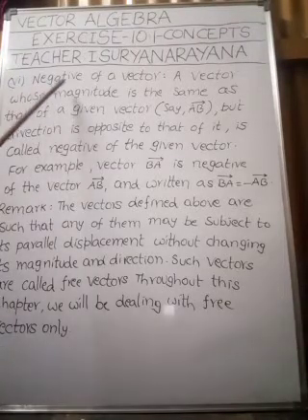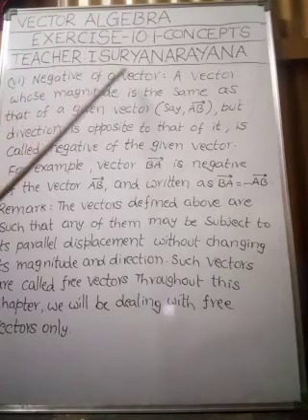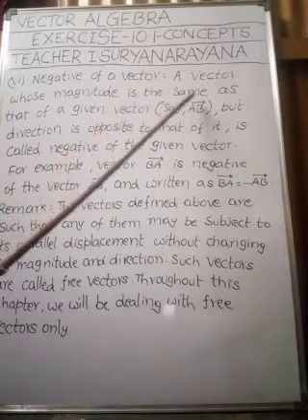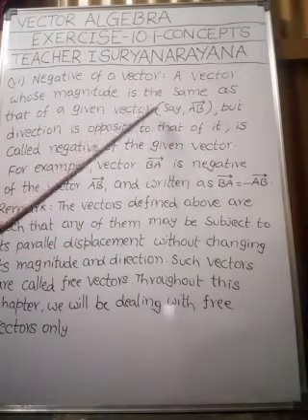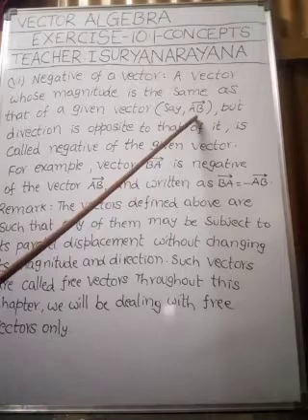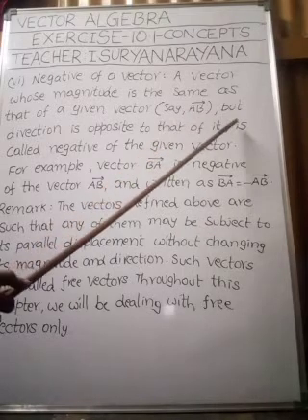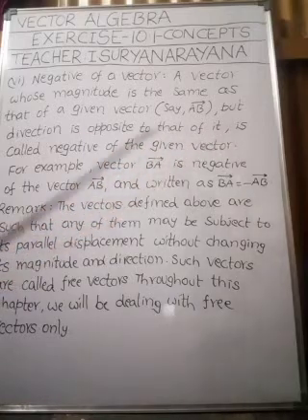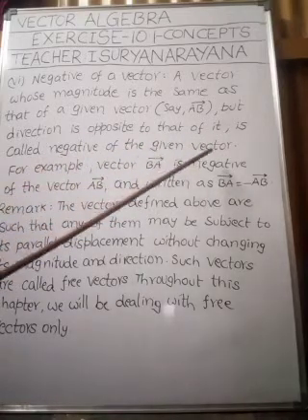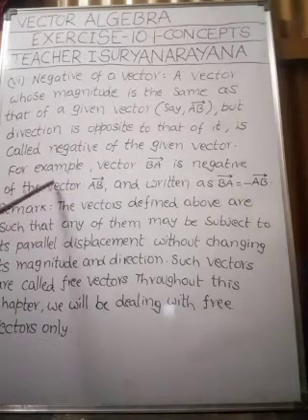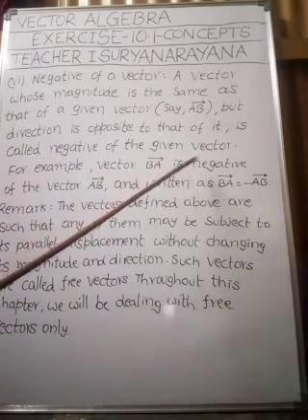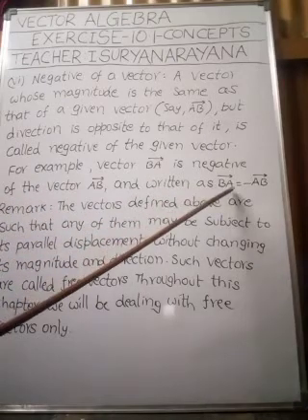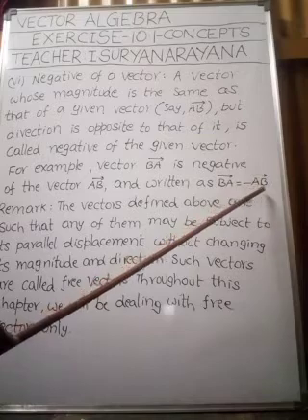Now come to the next type of vector, my children, negative of a vector. A vector whose magnitude is the same as that of a given vector, say AB bar. Let us assume that the given vector is AB bar. But direction is opposite to that of it, is called negative of the given vector. Okay, my children. For example, vector BA bar is negative of the vector AB bar and written as BA bar is equal to minus AB bar.